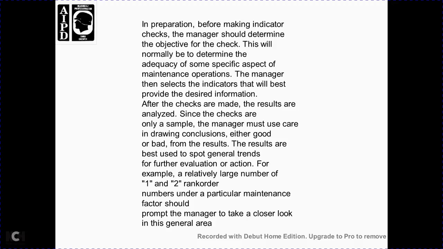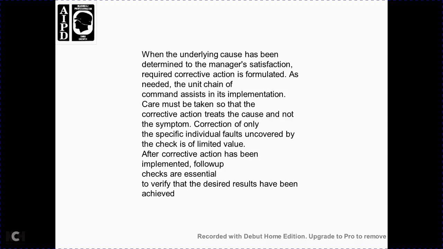For example, the relatively large number of 1 and 2 rank order numbers for a particular maintenance factor should prompt the manager to take a closer look in the general area. When underlying causes have been determined to the manager's satisfaction, the required corrective action is formulated as needed with the unit chain of command. In the implementation, care must be given to treat the cause and not the symptoms. Corrective action only for specific individuals' faults uncovered by the check is of limited value. After the corrective action has been implemented, follow-up checks are essential to verify the desired results have been achieved.